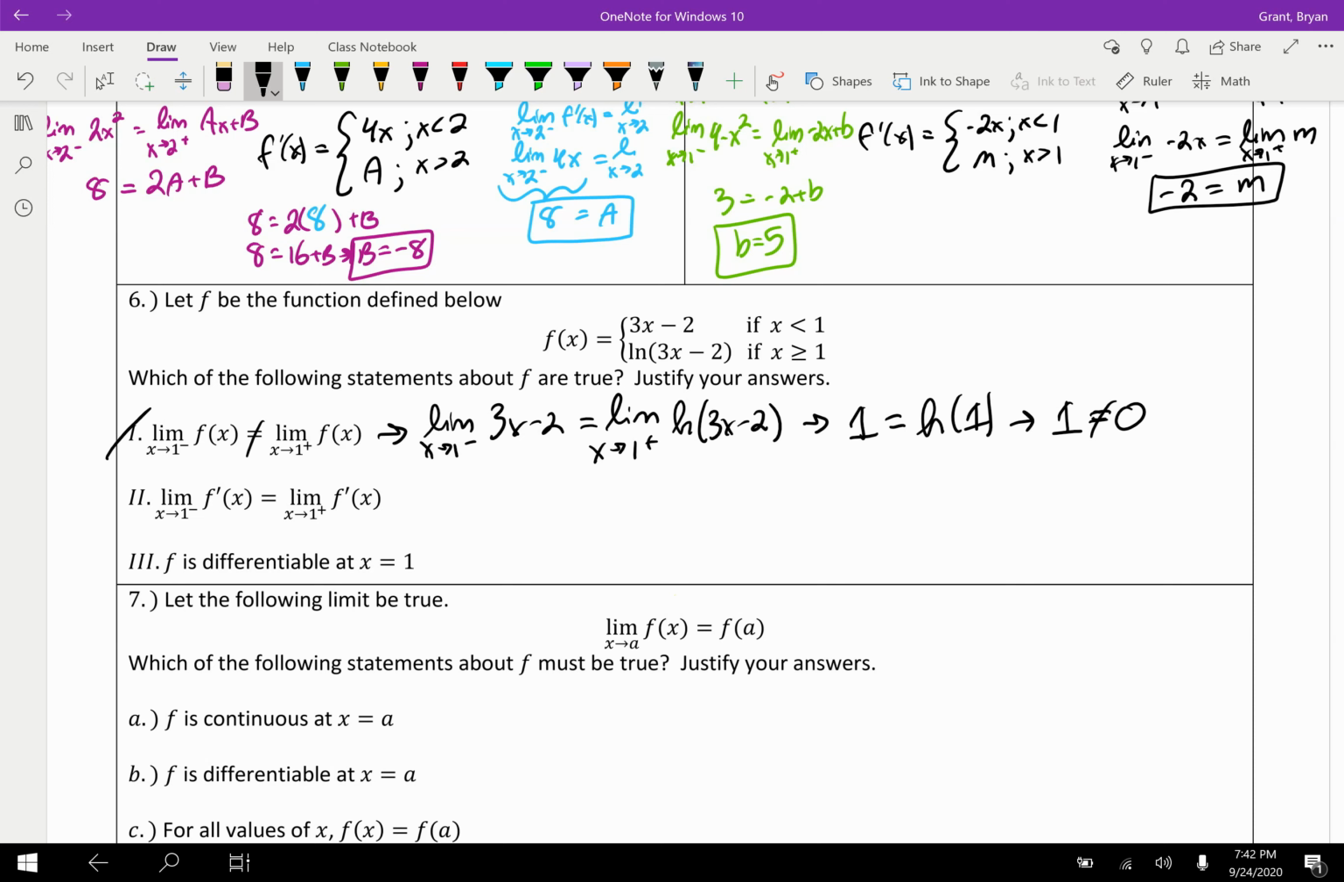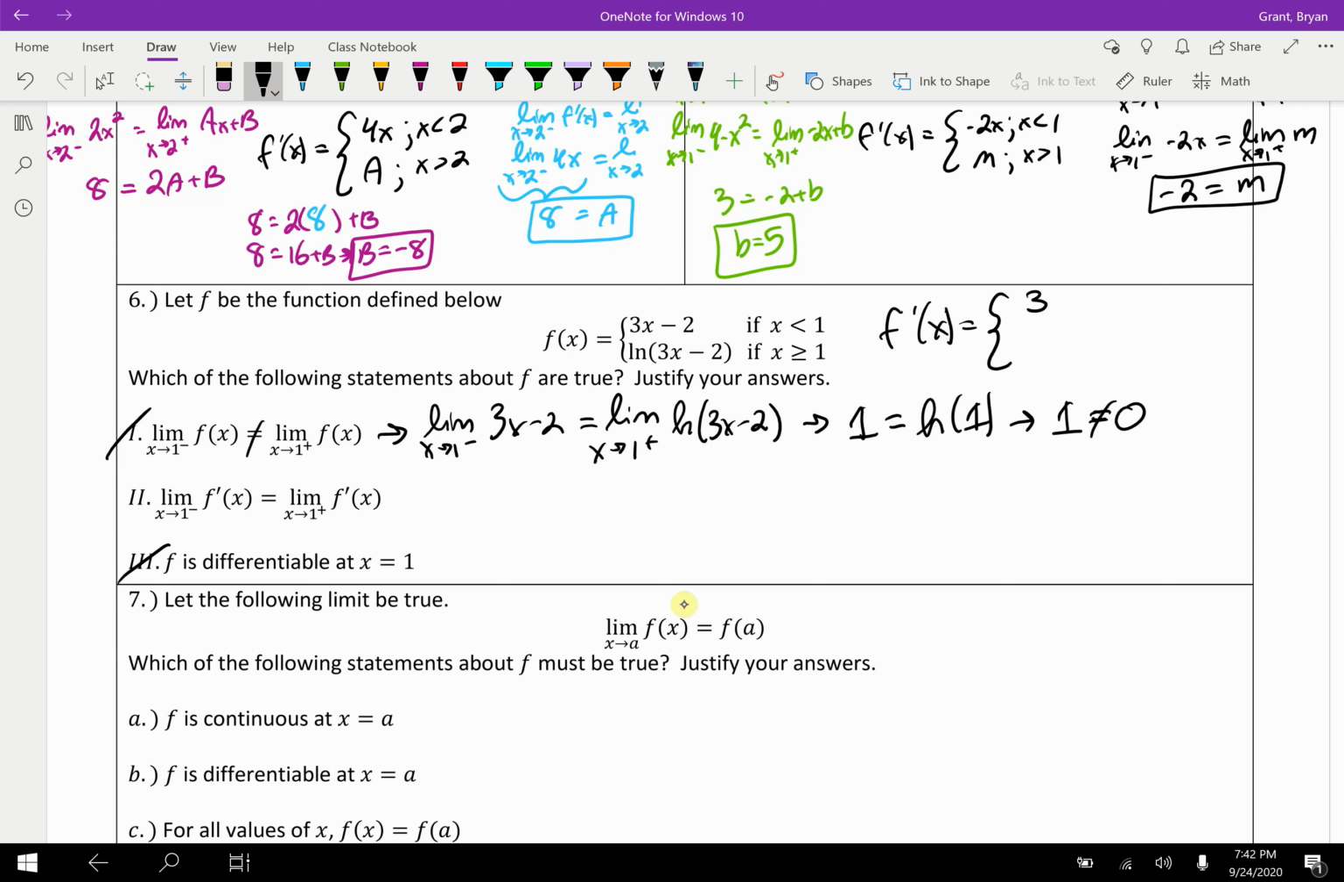If that's not true, that means that our limit as x approaches 1 from both sides doesn't exist. That means our function is not continuous. If it's not continuous, we automatically know it's not differentiable. So we're done with 3. Go us. What about 2, though? We can still have limits of slopes exist, even if it's not differentiable. So I think we should probably find f prime of x up here.